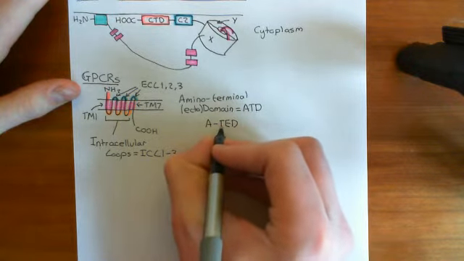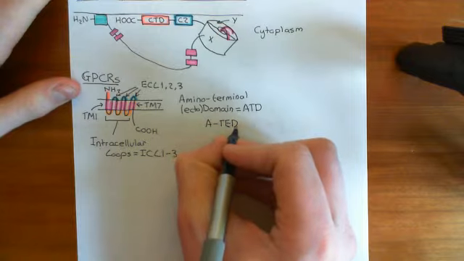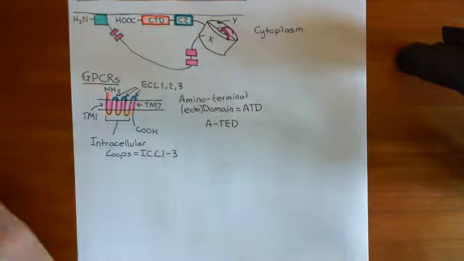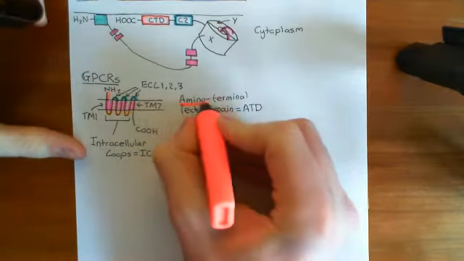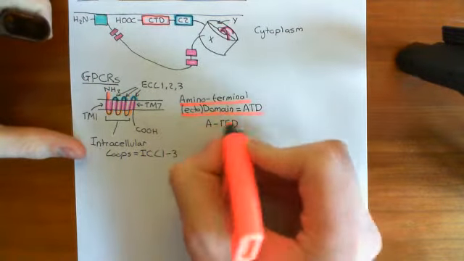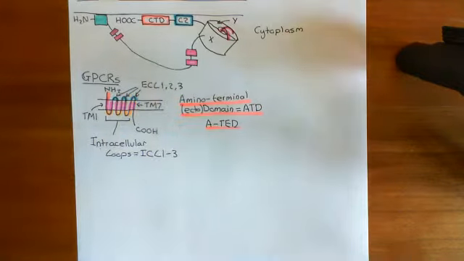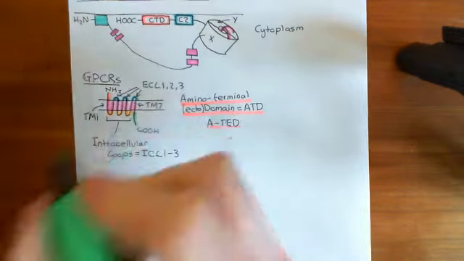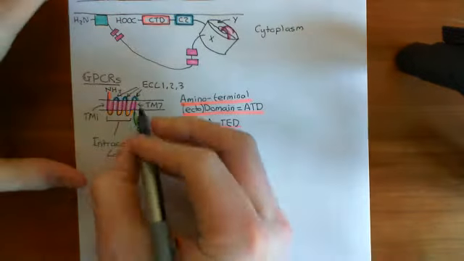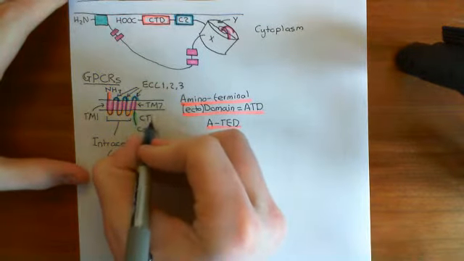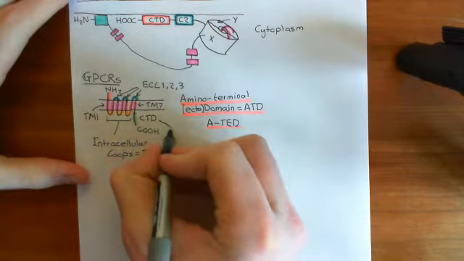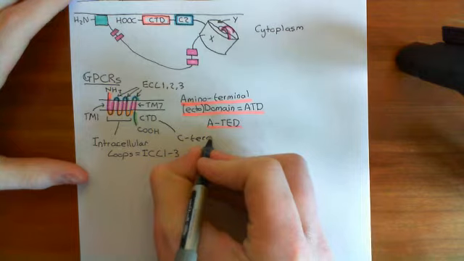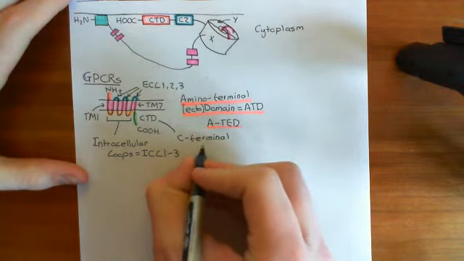So A for amino, T for terminal, E for ecto now, and D for domain. Okay, so you might see that used. So those are all referring to this region in red here. And then finally you've got the domain that is after TM7 down here, and that's known as the C-terminal domain. For short, the C-terminal domain, as with the phospholipase C beta enzymes, is abbreviated to CTD. So this is the C-terminal domain.